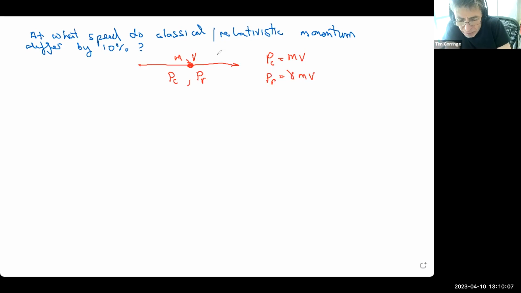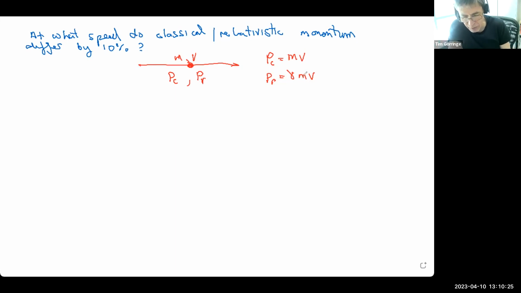In this problem, I'm just going to worry about the sizes of the momenta, not the directions of the momenta. So we're just going to think of these equations as equations for the sizes. The size of the classical particle's momentum is mv. The size of the relativistic particle's momentum is gamma mv.